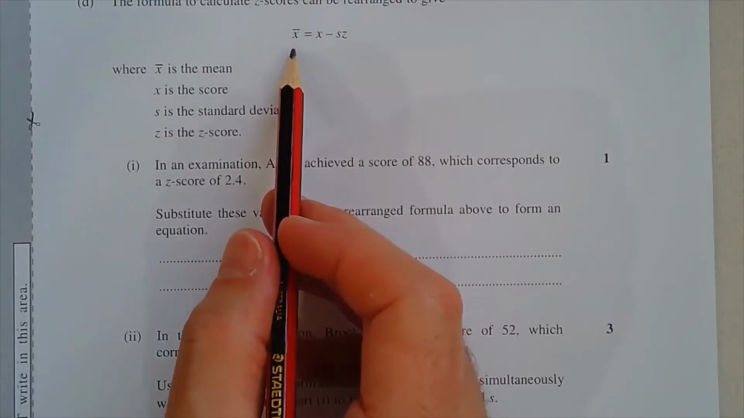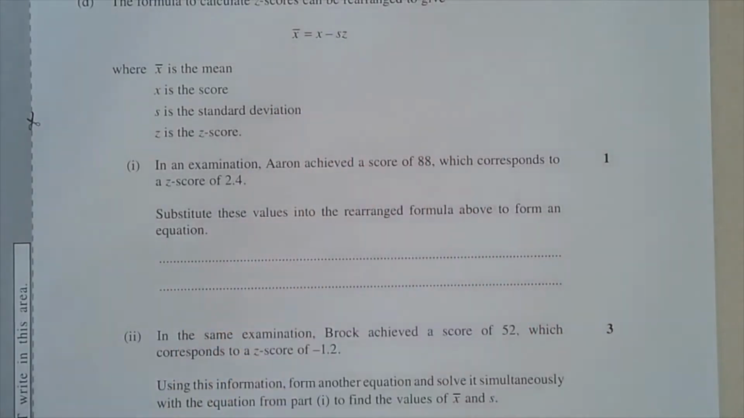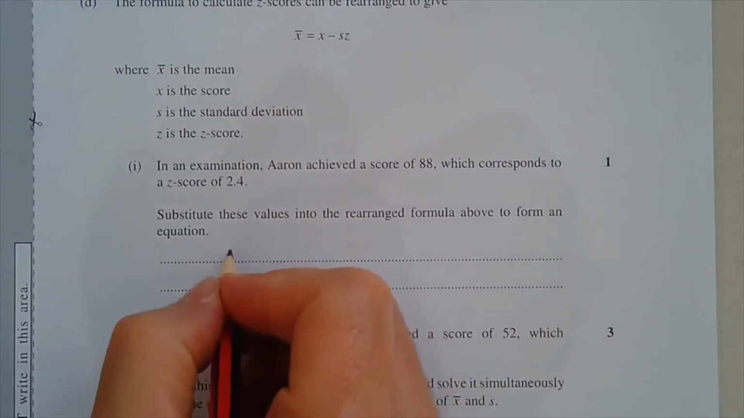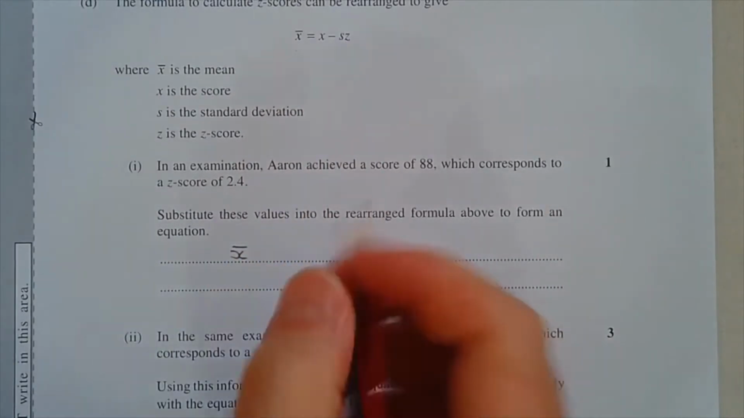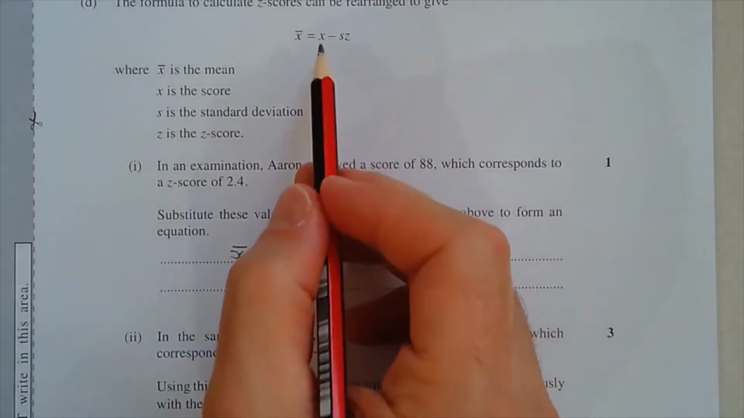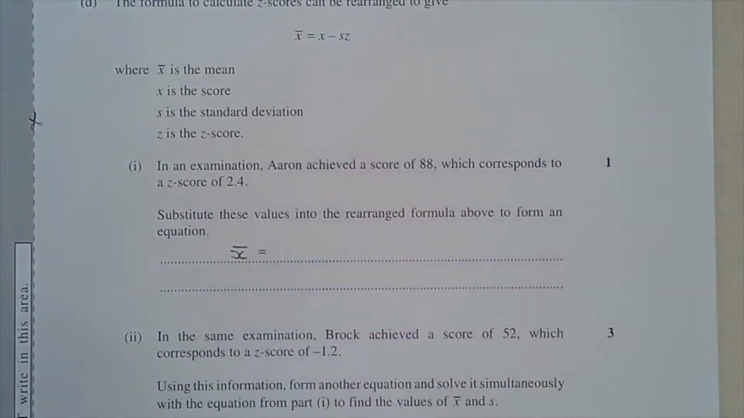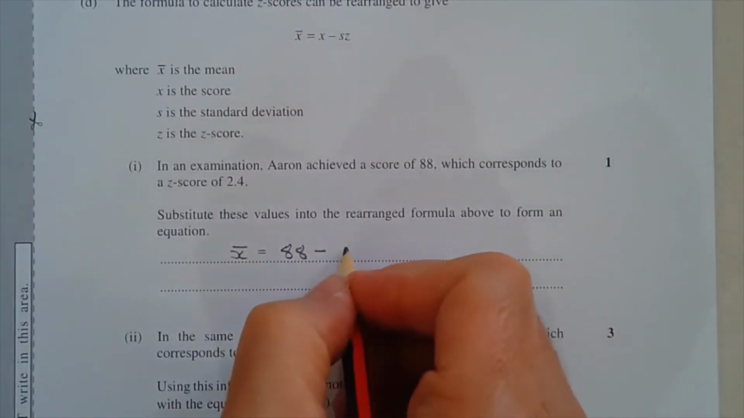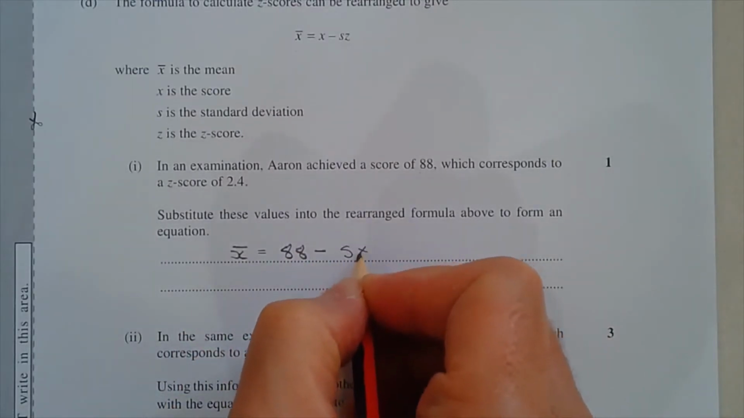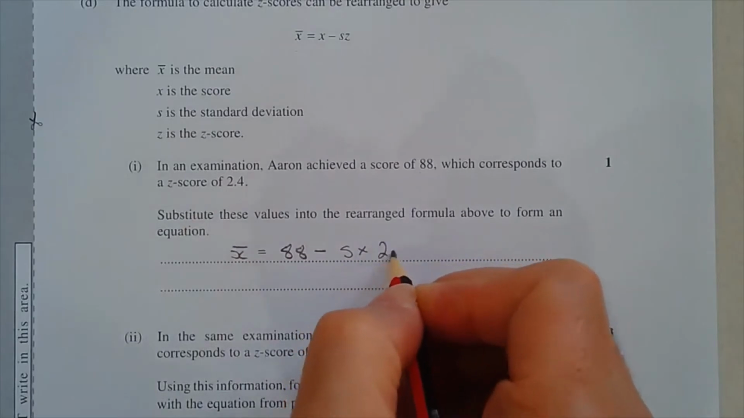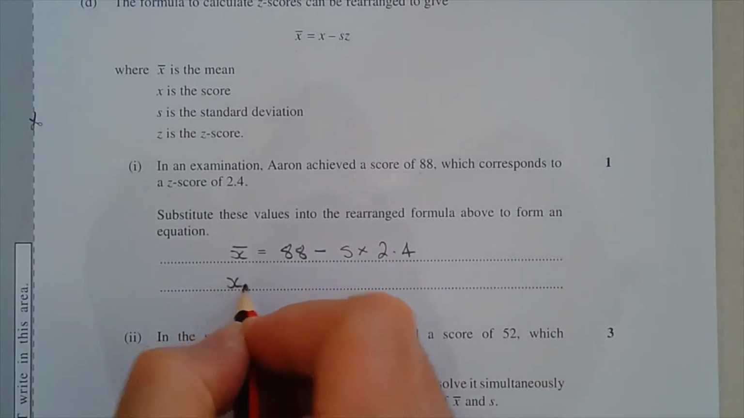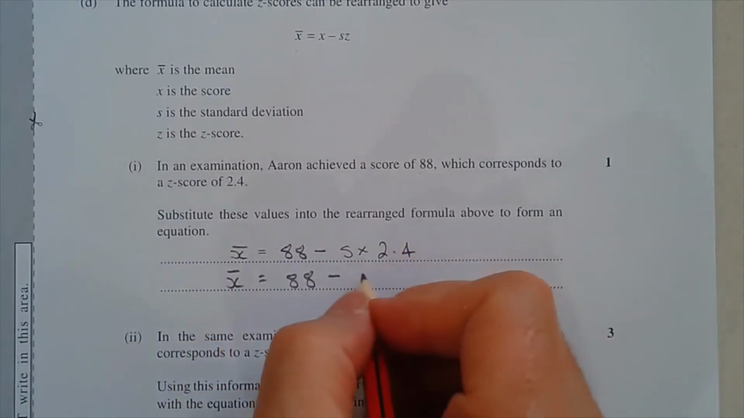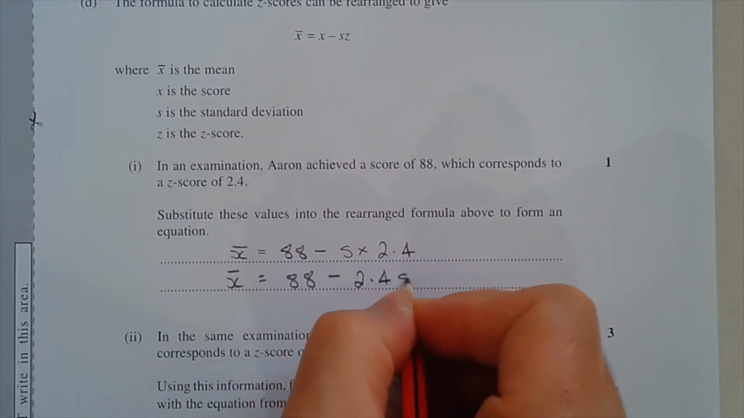Okay, so we don't know the mean, we don't know the standard deviation, but we do have the raw score and we do have the Z-score. So that'll be X bar is equal to, now X is the raw score, so Aaron achieved 88, minus S multiplied by the Z-score of 2.4. We could simplify that a little bit further: minus 2.4 S.